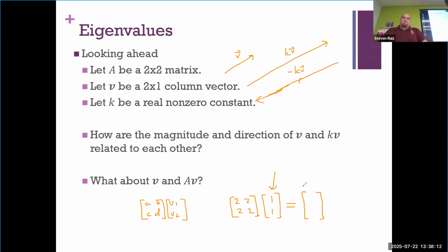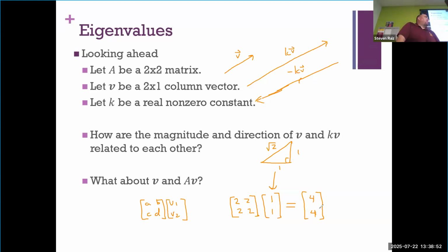What's the magnitude of this one? Do you remember how to find the magnitude of vectors? You can do the Pythagorean theorem on them. This side's 1, this side's 1. Radical 2. But if I multiply this by this 2 by 2 matrix, I think I get 4, 4. What have I done to the magnitude? I quadrupled it. So I can clearly alter the magnitude.